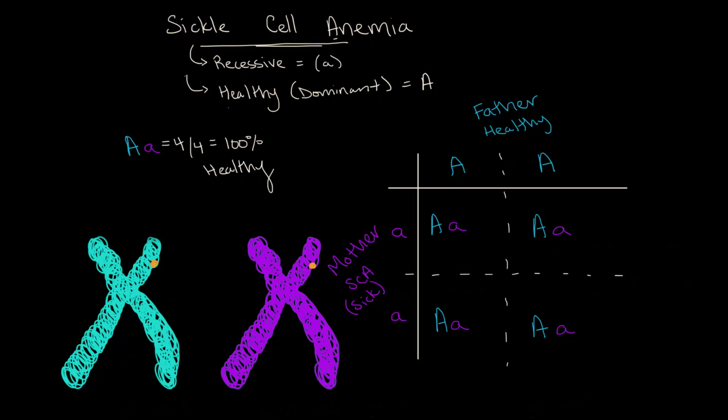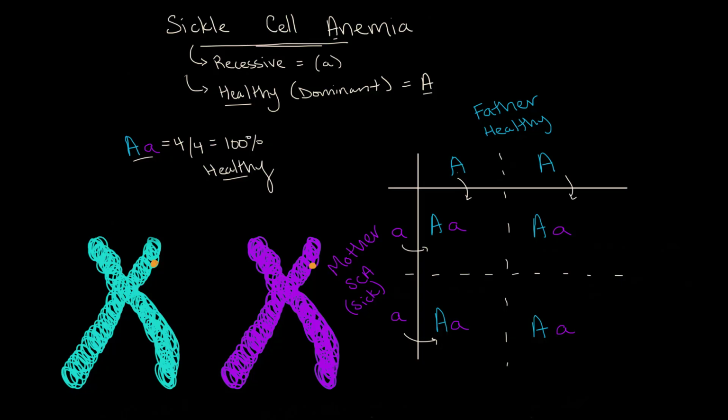Okay, because that dominant healthy gene, that big A, the father is always going to give at least 1 copy to the baby, and the mother is always going to give the disease copy to the baby. But because it's recessive, the father's healthy gene will keep the baby healthy, or at least prevent it from having sickle cell anemia. So hopefully you got the same answer as I did.